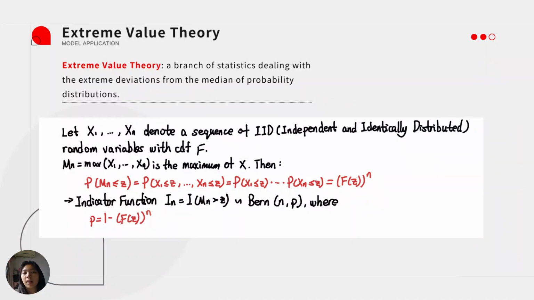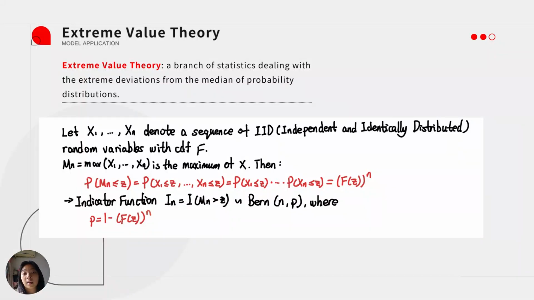So now let x1 through xn denote a sequence of IID, or independent and identically distributed random variables, with the CDF capitalized F, and the z is the frequency of the extreme event that we want to measure. So here the probability for all x's to be smaller than z is just equal to the product of the probabilities for each x to be smaller than z. And since the x's follow IID, this probability is F(z) to the nth power.